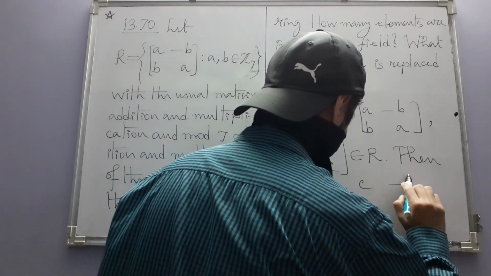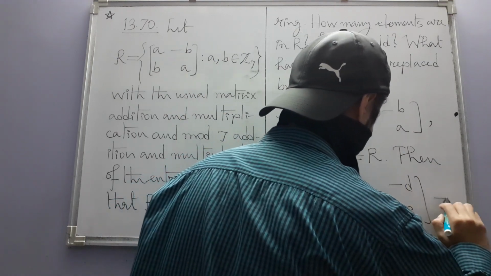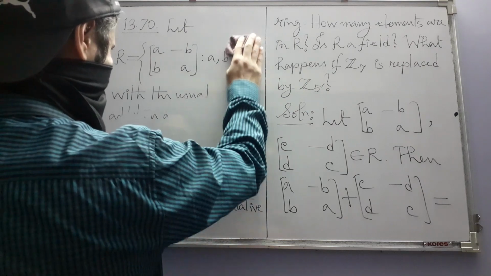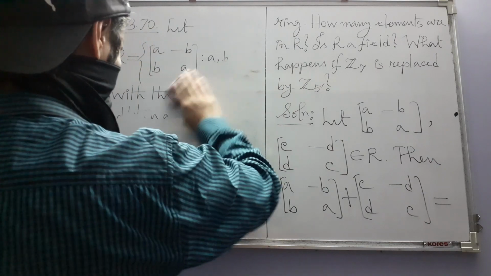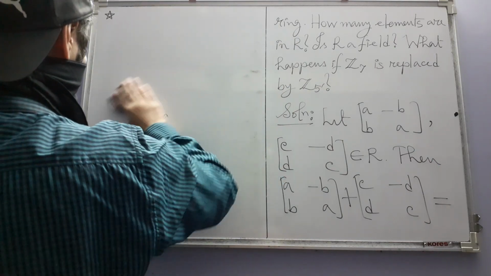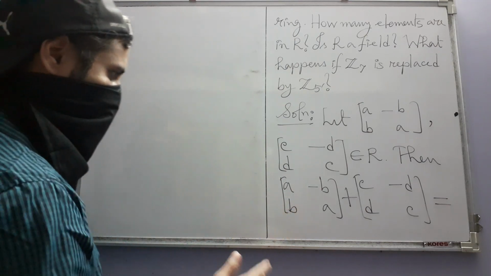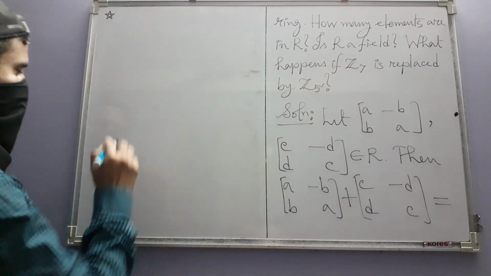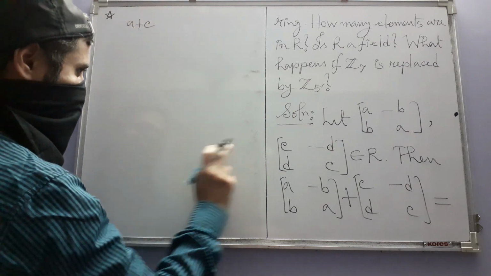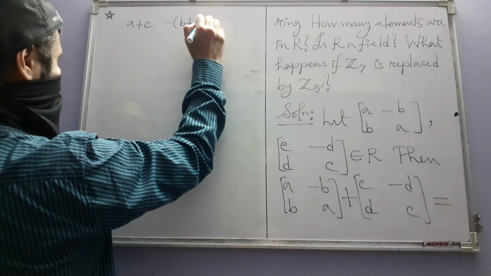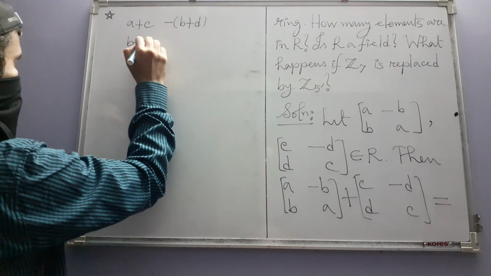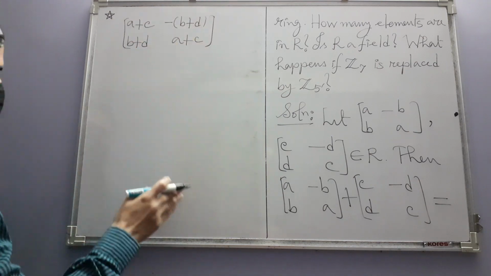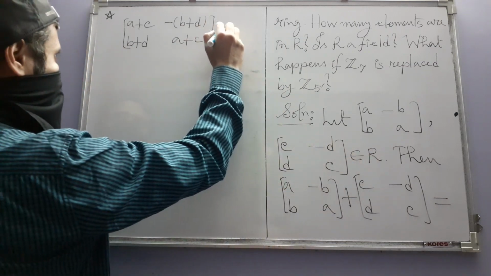Then their sum is, we already know what the sum is going to be. But the important thing is to carefully go through the calculation and do not forget that the entries are no longer real numbers or complex numbers, but they are coming from finite fields, that is this field. So this is A plus C, minus B minus D, so minus of B plus D, B plus D and A plus C. So this matrix again has that form that we have in R, so this belongs to R.